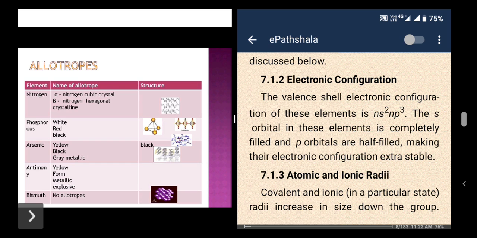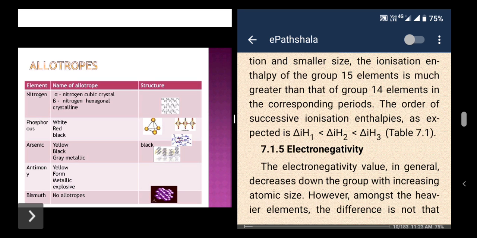Arsenic: yellow, black and grey metallic. Antimony: yellow and different forms, that is metallic forms. And bismuth has no allotropes, it has only a single form in nature.